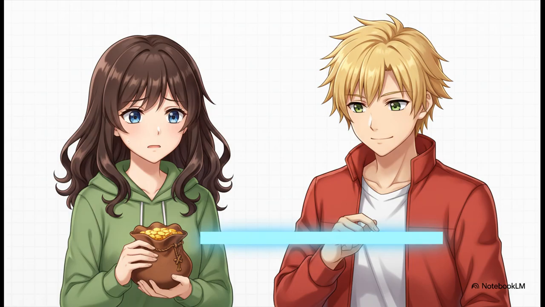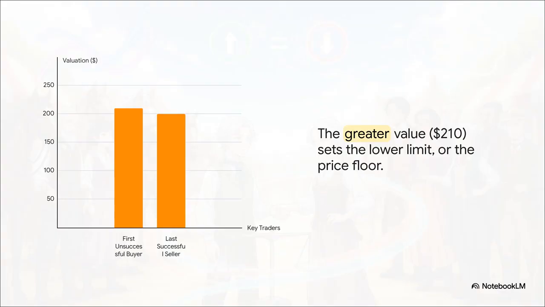Now for the price floor. The logic here is pretty much the reverse. We look at the last successful seller and the first unsuccessful buyer. The floor, then, is the greater of those two numbers. And again, let's check the logic. The last successful seller, B, would drop out of the market if the price fell below $200. But that first unsuccessful buyer, F, is just waiting on the sidelines, ready to buy if the price drops to his max of $210. So, to keep F out of the market and make sure only 5 trades happen, the price has to stay above $210. That's our floor.